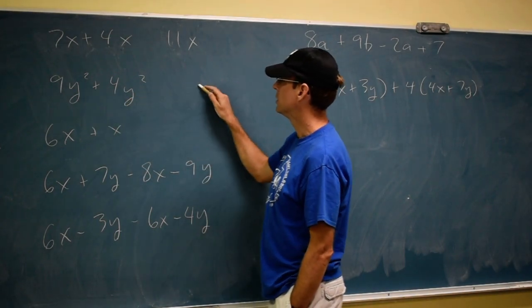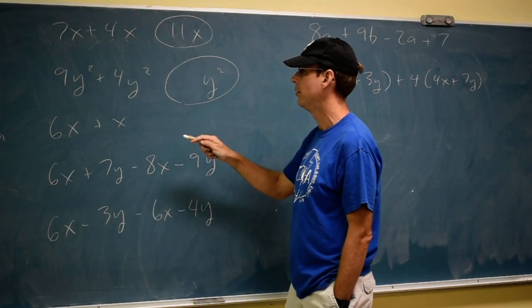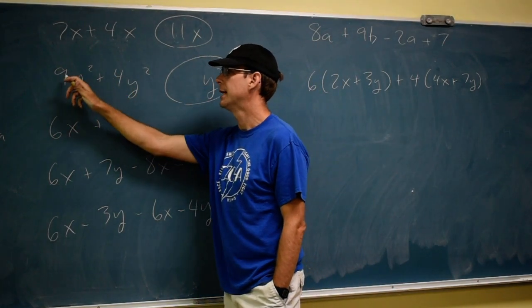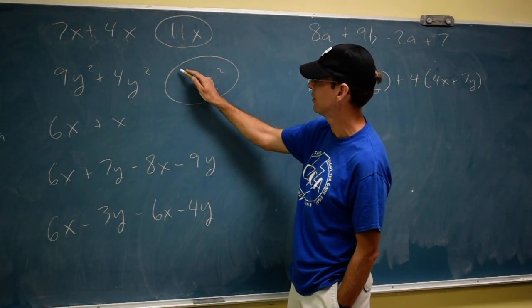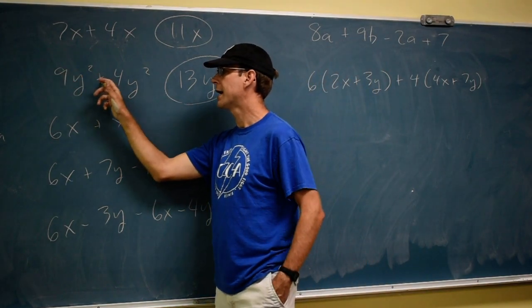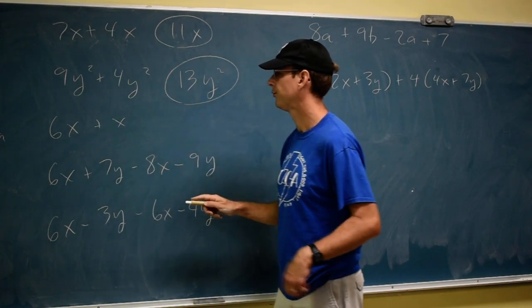For this, we don't change the y squareds. Leave the variable stuff alone. Just look to do add rules. 4 is positive, 9 is positive. When you add two positives, it makes a positive. We just add them together. If one of these had been negative, it would have depended who was bigger. We would have subtracted on that rule.